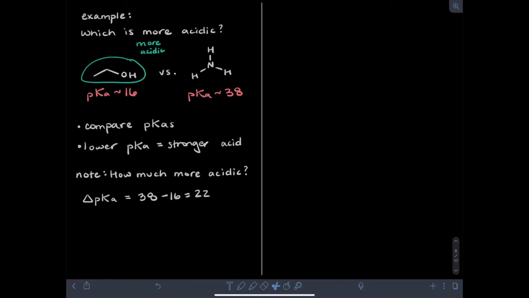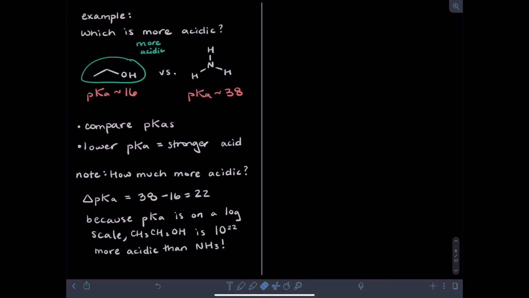If you wanted to know just how much more acidic it is, you could look at the difference in pKa's. Take 38 minus 16 to get 22. Because of our log scale, the alcohol is actually 10 to the power of 22 times more acidic than NH3.